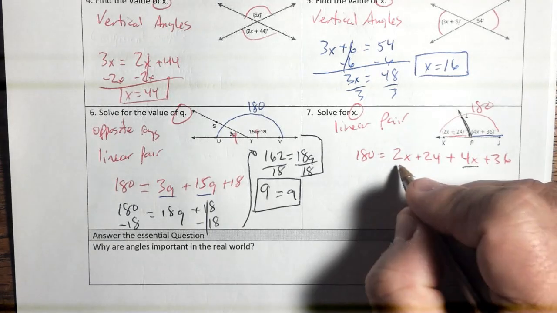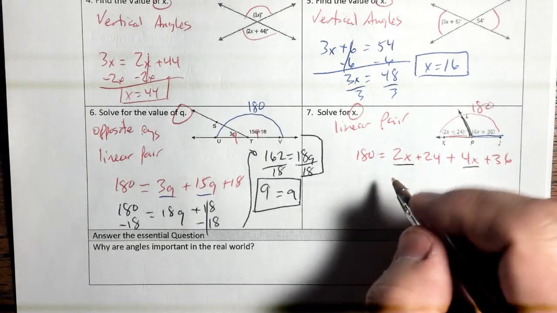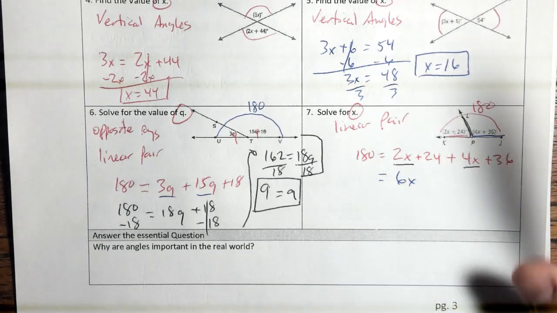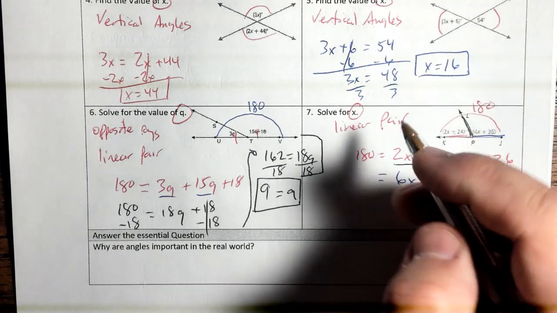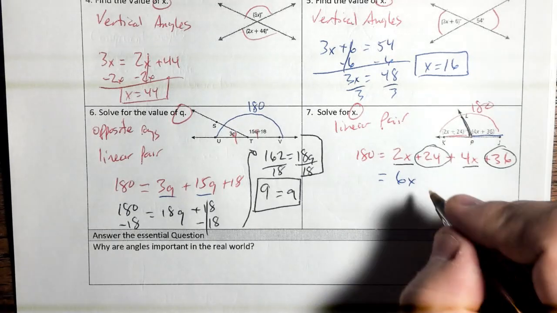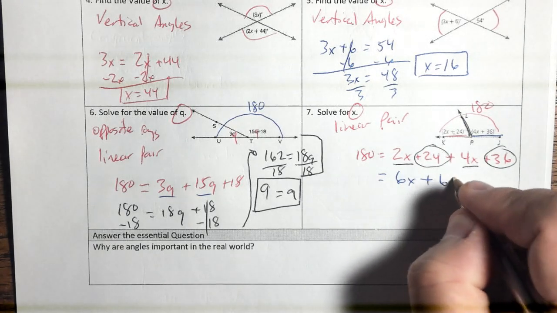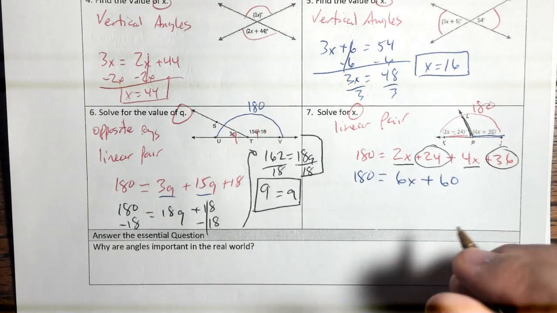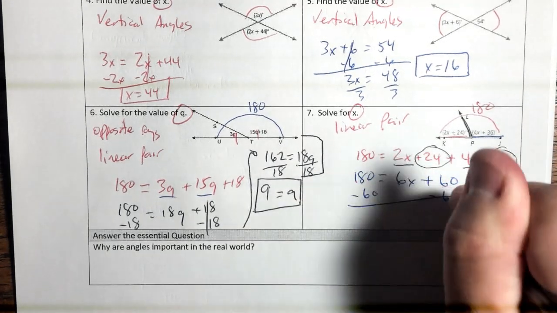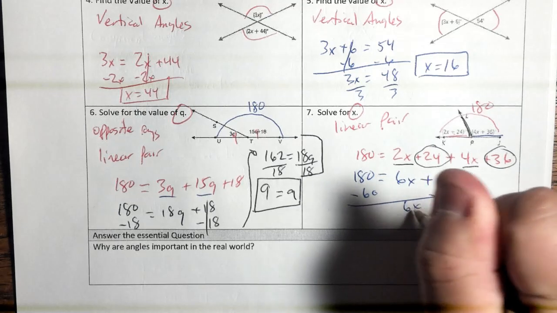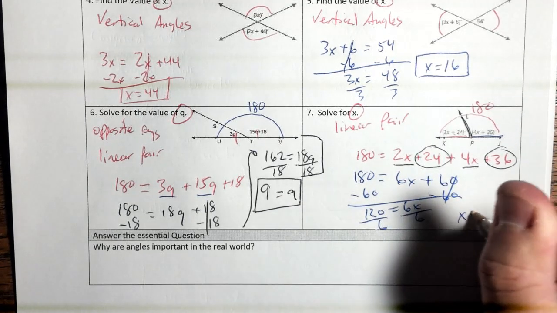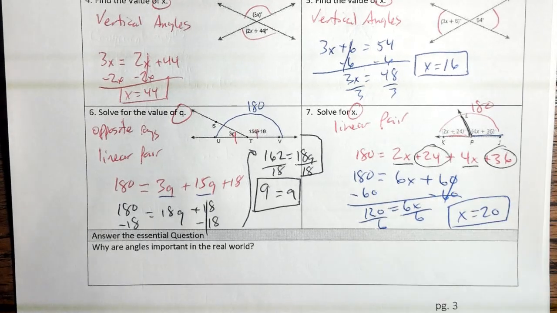We've got a 4x and a 2x. So 2x plus 4x is 6x. We have positive 24, positive 36. You add those two together, you get 60. 180 goes with us. So we're subtracting 60 from both sides to isolate x. 6x equals 120. Divide both sides by 6. X is going to equal 20.